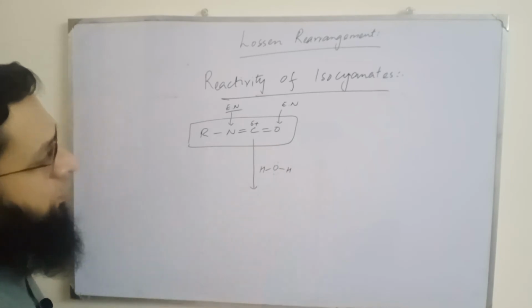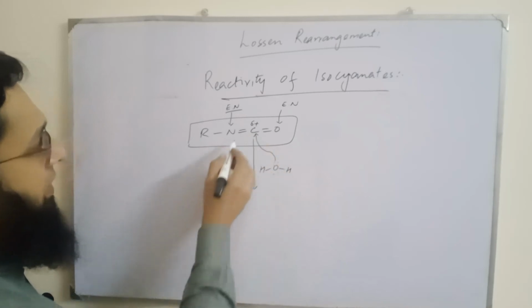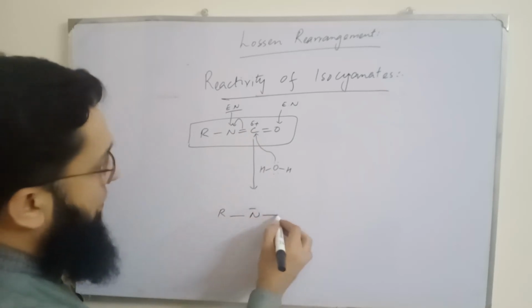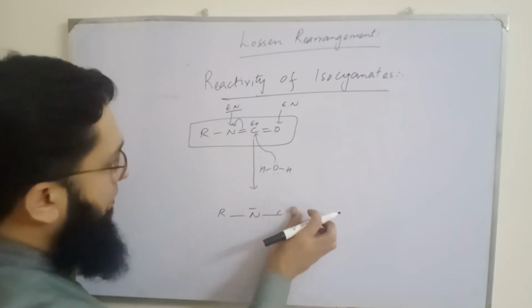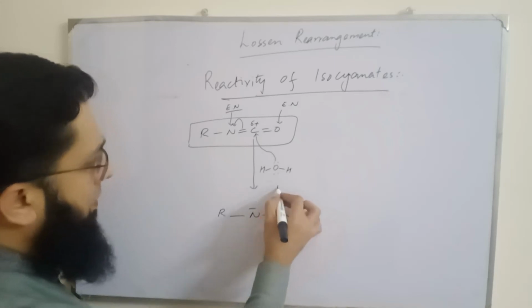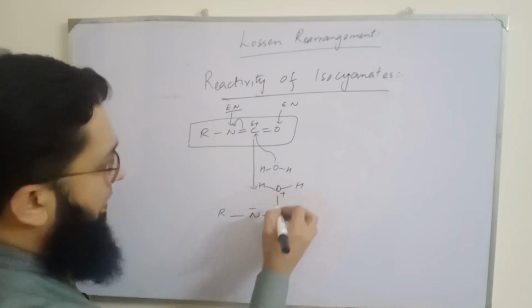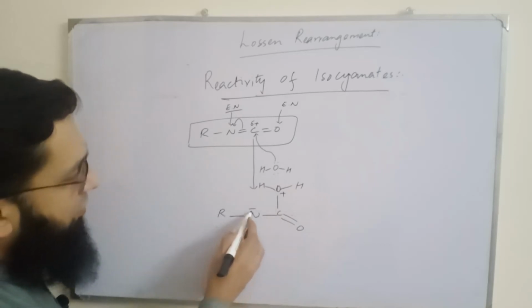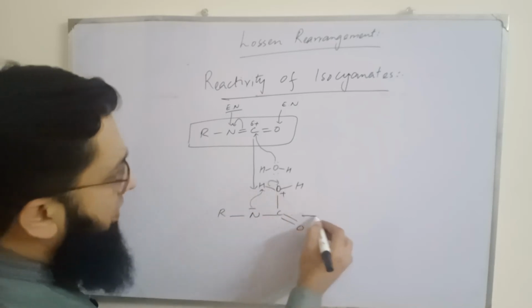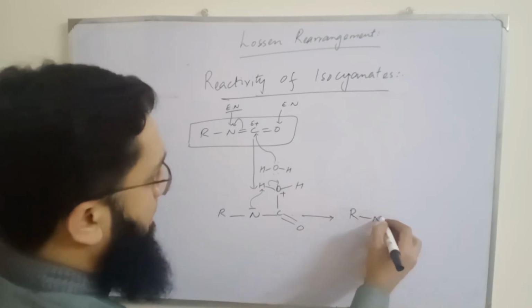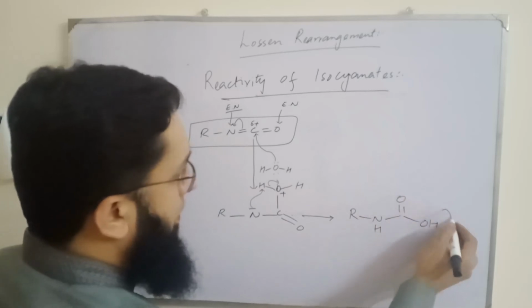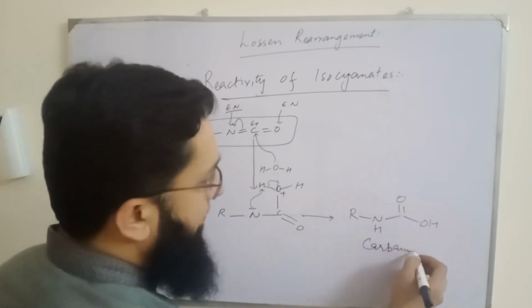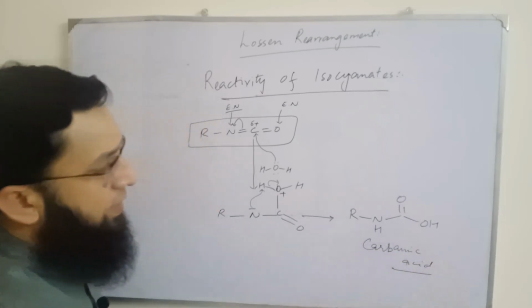The lone pair present on oxygen in water can attack on this carbon, and this bond can break, and as a result we get this molecule, and here oxygen has positive charge and here we have negative charge on nitrogen, so this negative can take this proton, and as a result we would get this molecule. This is called carbonic acid.